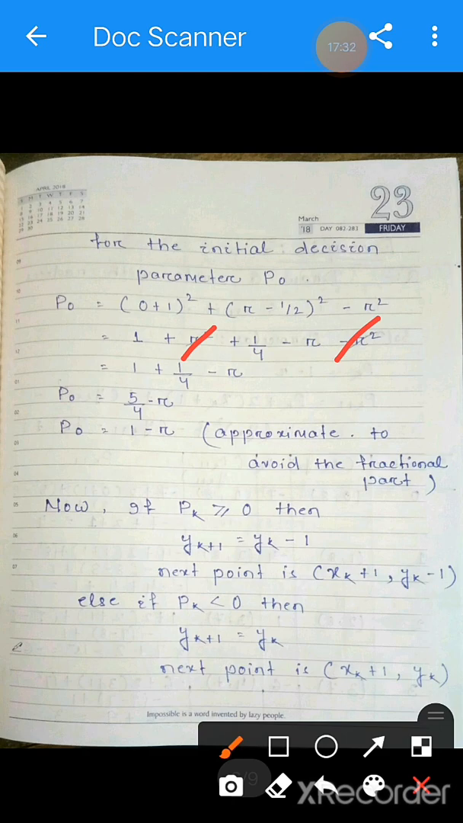5 by 4 means approximately 1. That means the p0 value is 1 minus r. Okay. Only this much.